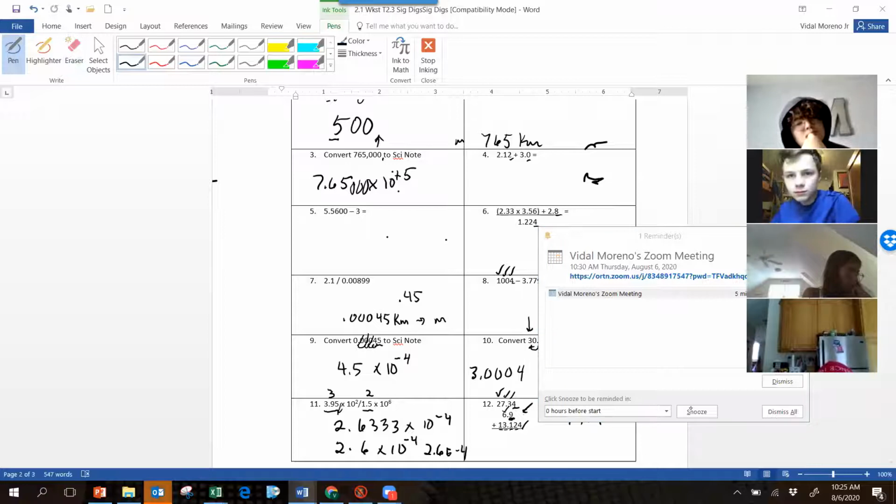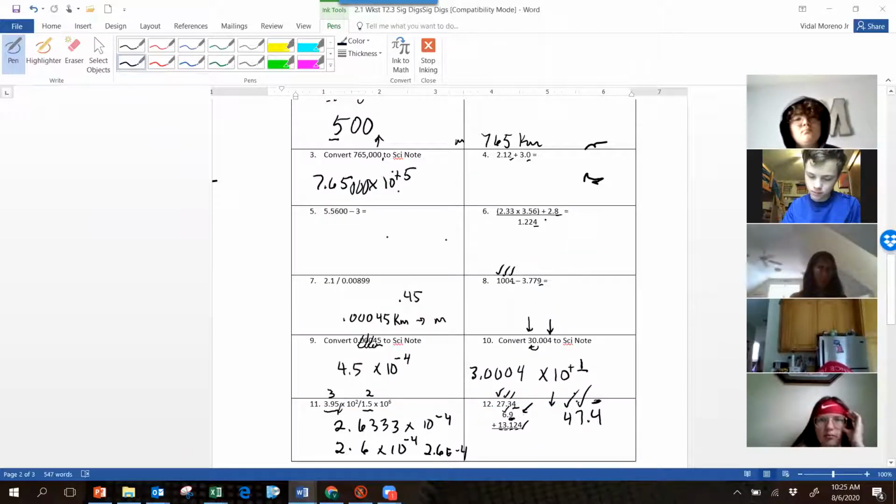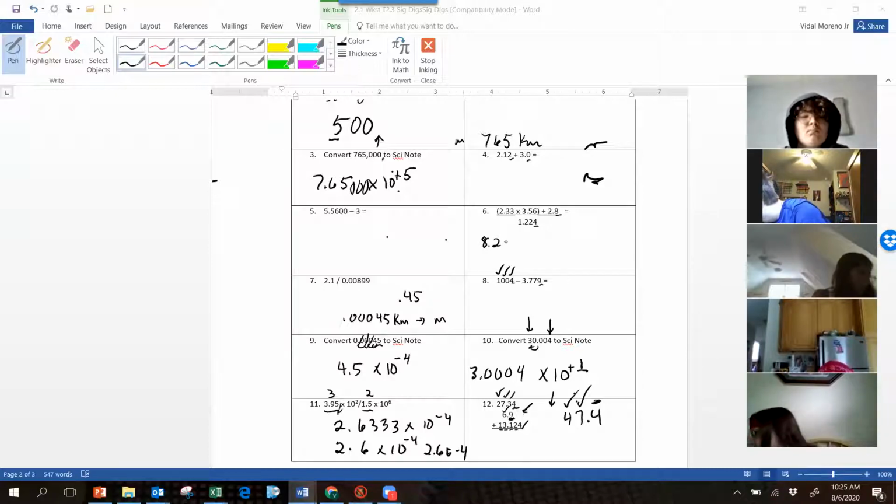Sunny, here we have a mixture of things. So the rule is when you have a mixture, you go with your order of operations. The first thing we have to do is what's in parentheses. Take out your calculator. What is 2.33 times 3.56? Tell me what it says. 8.2948.